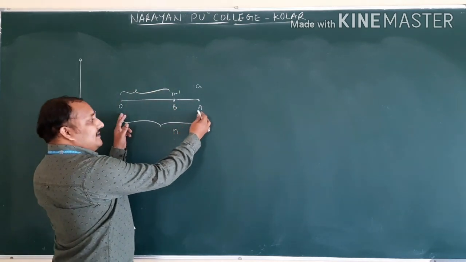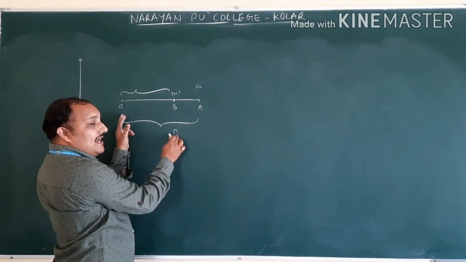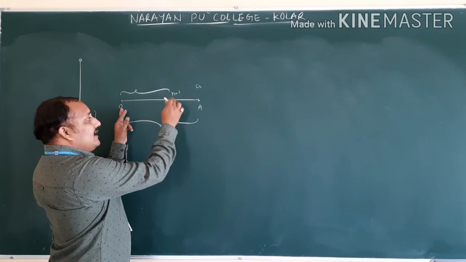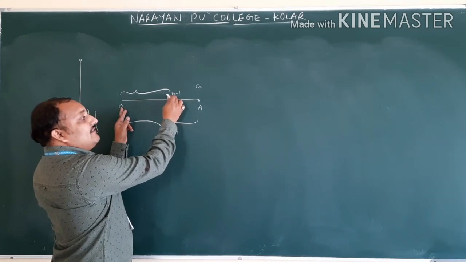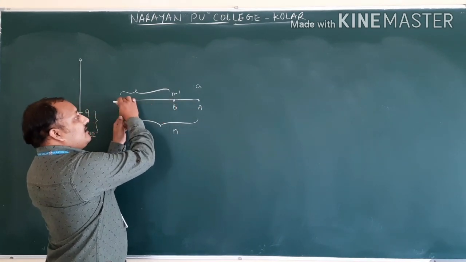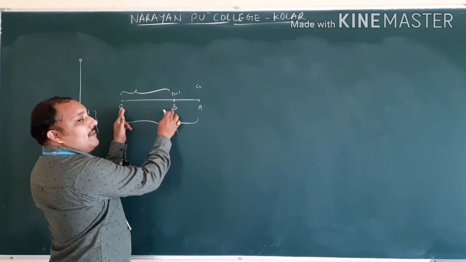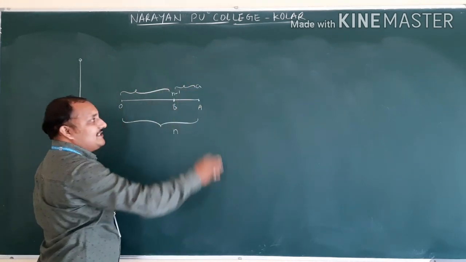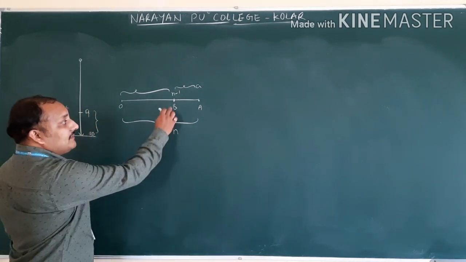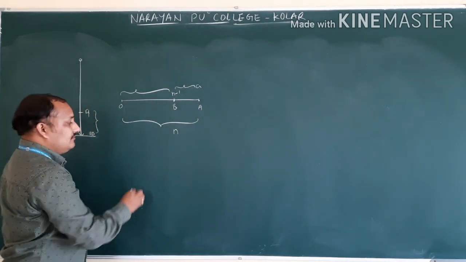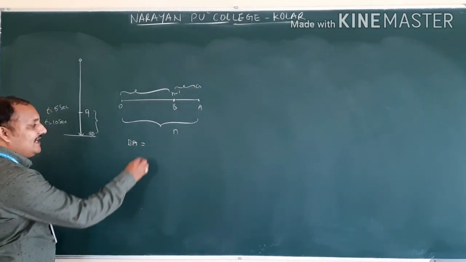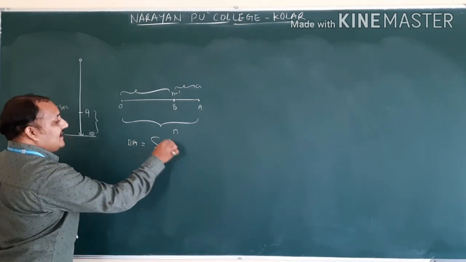So n is nothing but the time taken by the object to reach A from the origin. Here B is the point within n minus 1 seconds. So the object is moving distance OB. Now if you want this distance, that is nothing but B to A, BA. Here BA is nothing but the distance covered in the nth second. That is nothing but Sn.